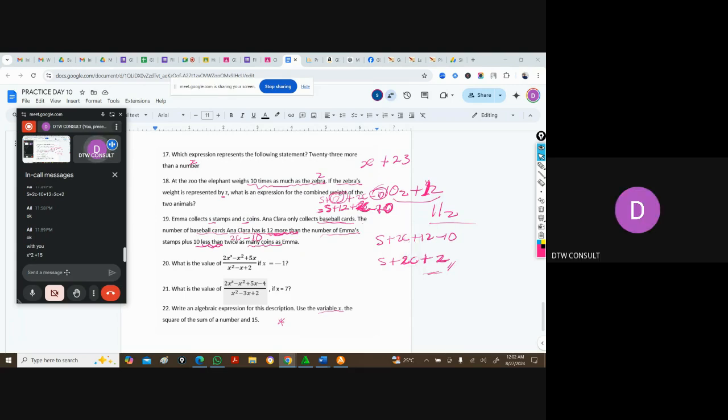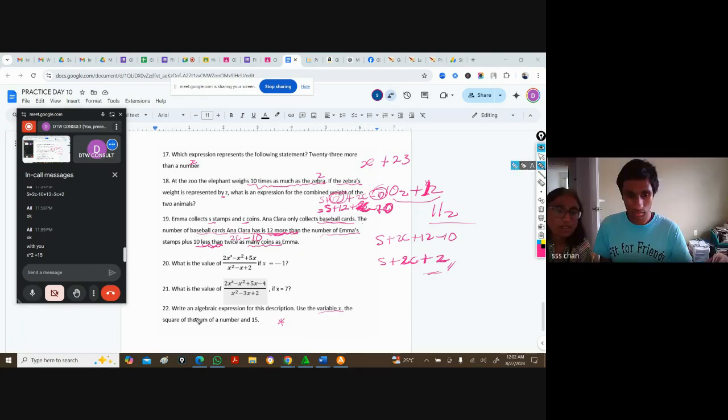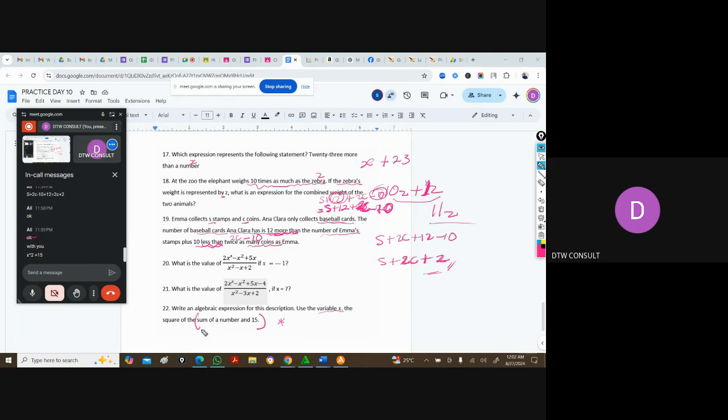Okay, let's do it together. Look at this. It says the square of the sum of a number and 15. So the sum of a number, let the number be x, plus 15, then the square. Do you see that? We're talking about number 22. Sorry, I said number 22. So for the answer to number 22, this is it: the square of the sum of a number and 15. What's the sum of the number and 15? That is x plus 15, then all squared.